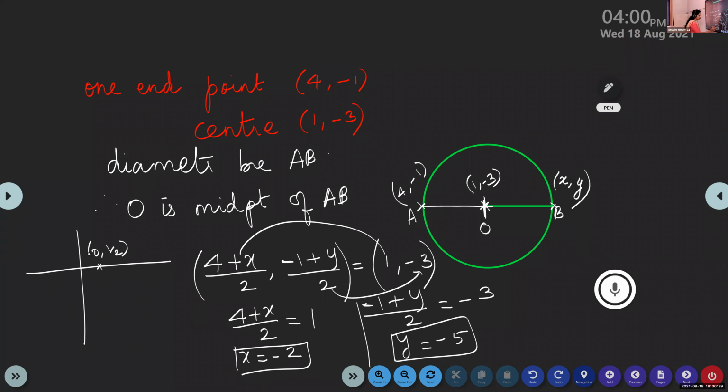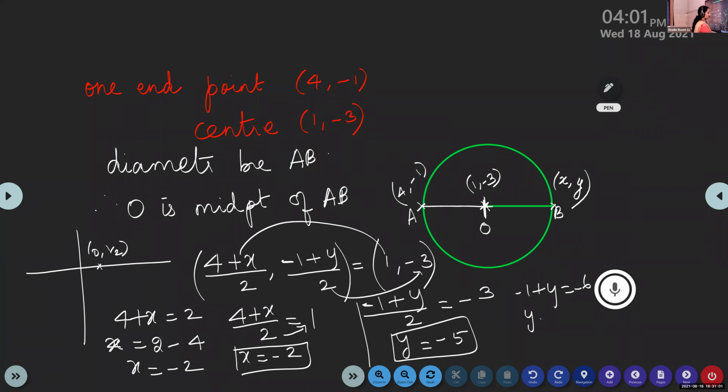You will not get it here, because when you cross multiply this, what do you get? 4 plus x is 2. So what will be x? If you take 4 to the other side, it is minus 4, so x will be minus 2. Same way here, when you cross multiply, minus 1 plus y is minus 6, so y is minus 6 plus 1. We get minus 5.